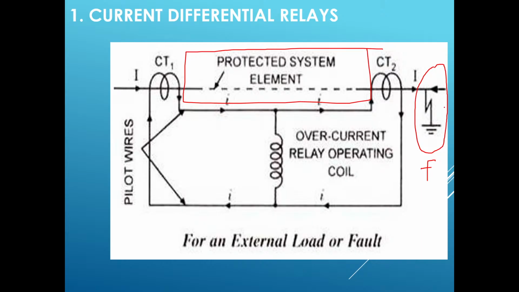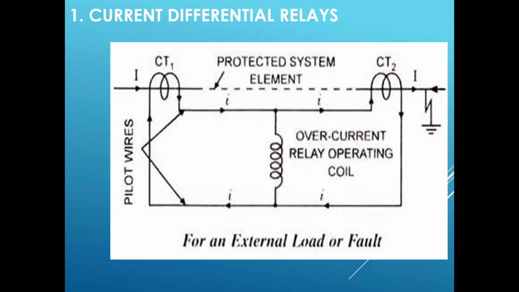Or in other words, I can say that no fault has occurred within the protected zone. Either a fault has occurred outside the protected zone or no fault has occurred within the protected zone. Then the currents entering both the CTs, the two CT secondaries, are equal and the relay operating coil does not carry any current.